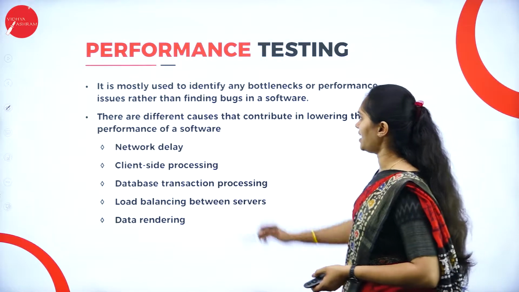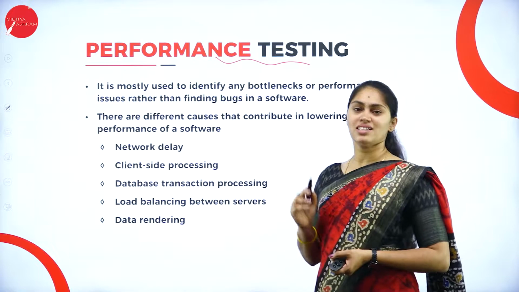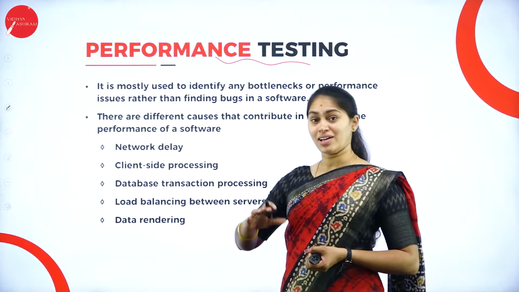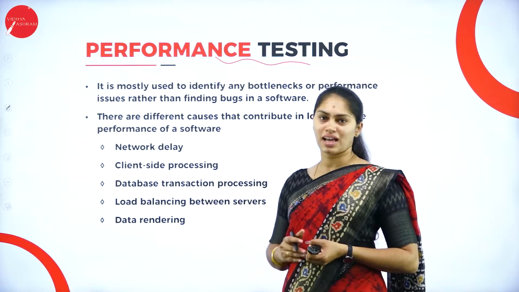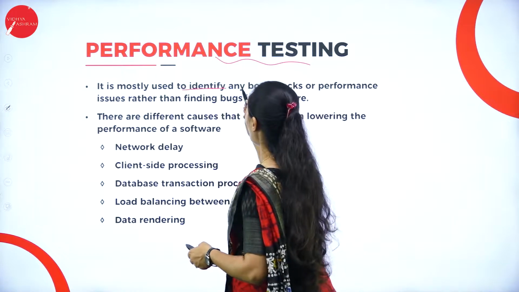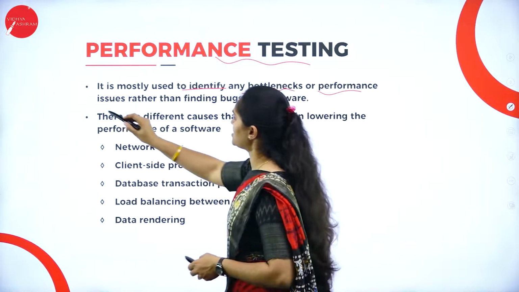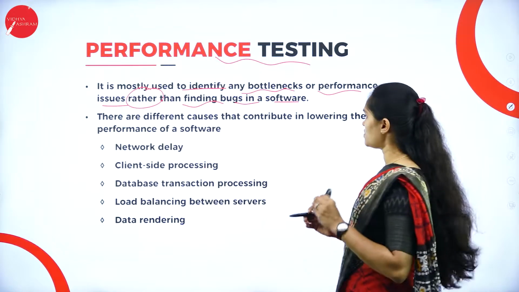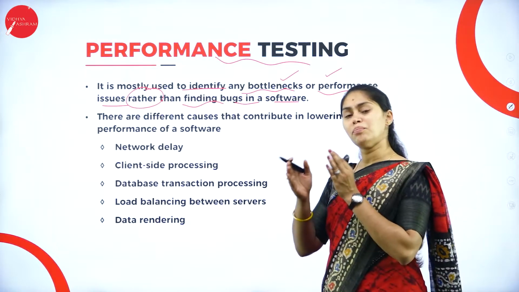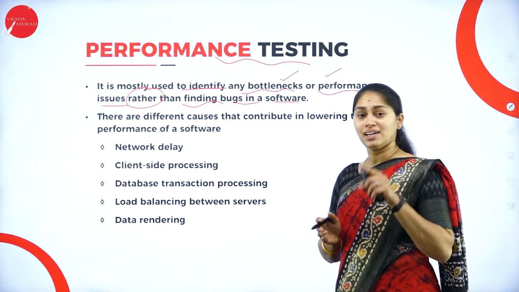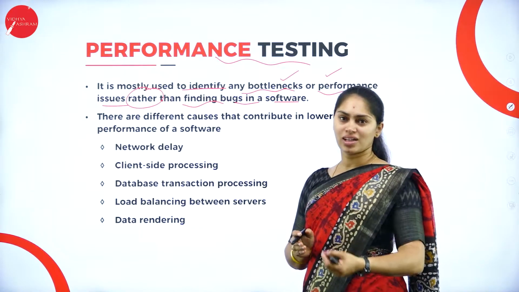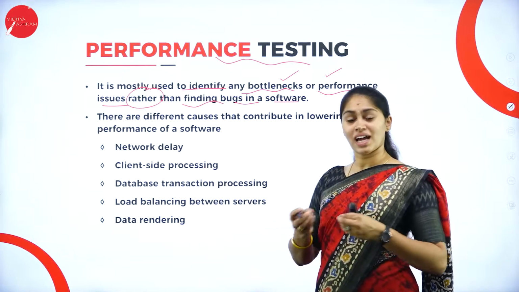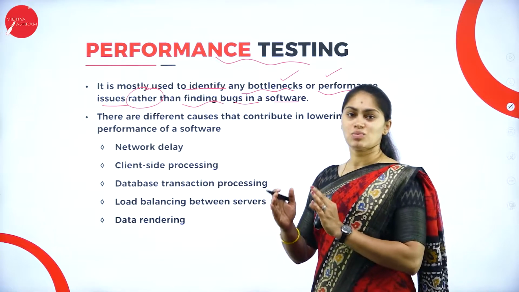First we have performance testing. How are we going to test the performance of a software, on what criteria can we say it is working properly or that its performance is efficient or effective? We'll see now. It is used to identify any bottlenecks or performance issues rather than finding the bugs in a software. Here our concern is the risk or the performance of a software or a product. We are not concerned about the bugs or errors we are getting in a software. The main concern is, though we have fewer errors or more errors, whether it is working properly or not.